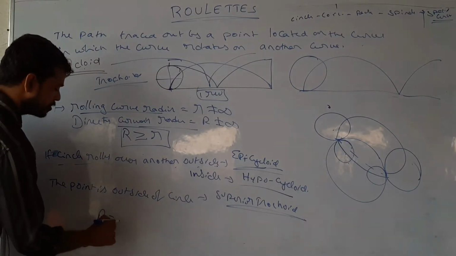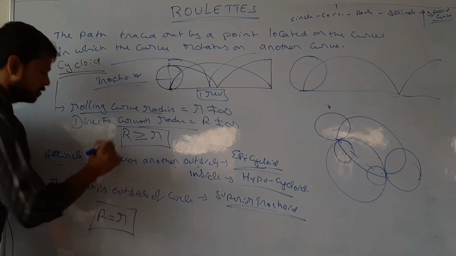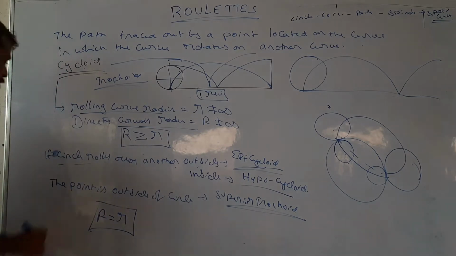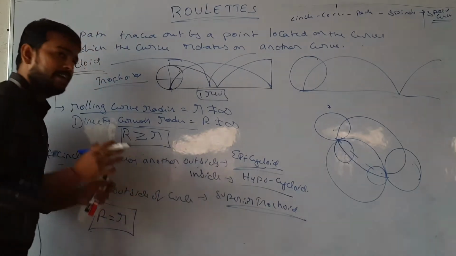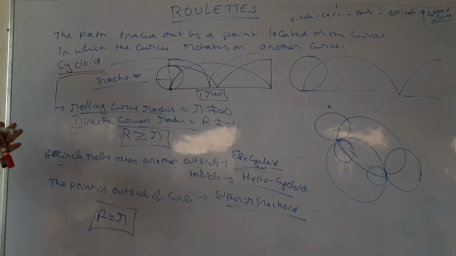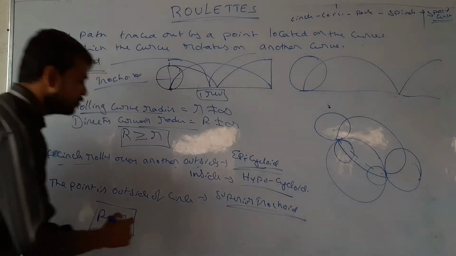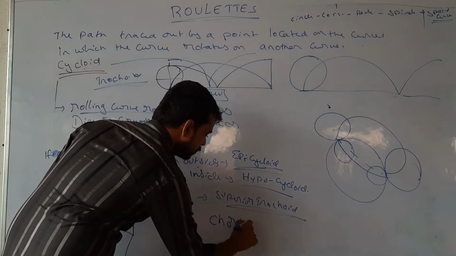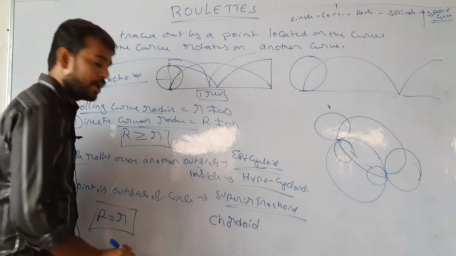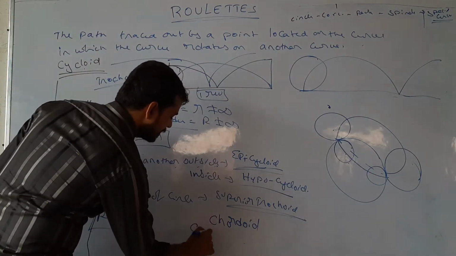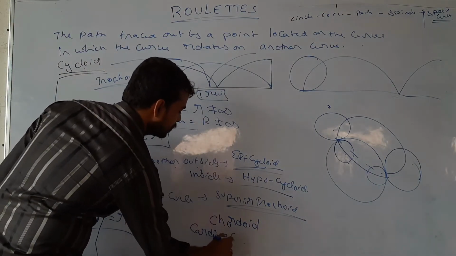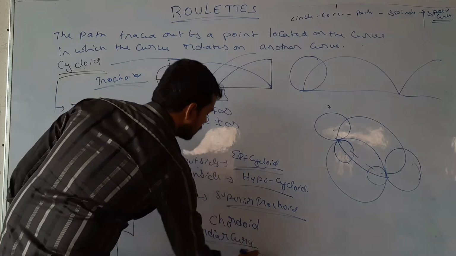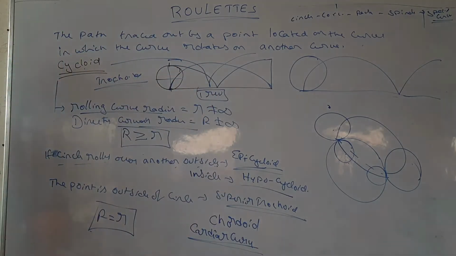What if capital R is equal to small r? That means both circles' radii are the same and one is rotating on another, then you will get cardioid, which is known as the cardiac curve. Okay, this is about Roulettes and its concepts.